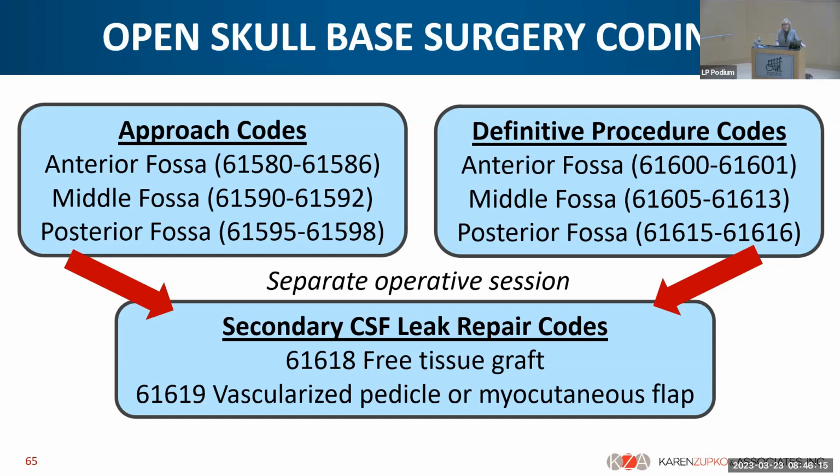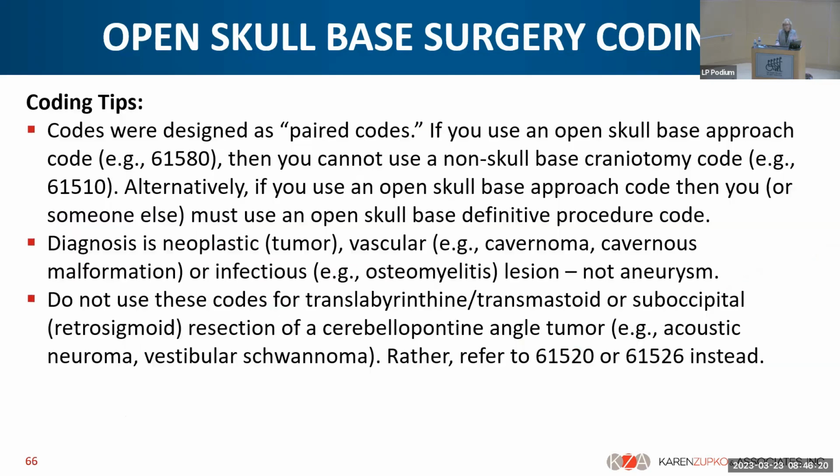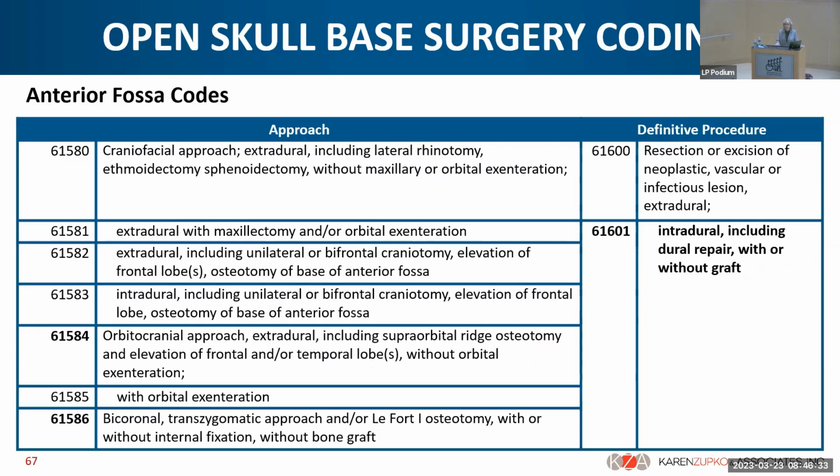Okay, so these are the codes: anterior, middle, and posterior fossa. Now, these are paired codes, as I said, and the diagnosis is tumor. It's not vascular abnormality. It is not a CP angle tumor. It's any other type of tumor, okay? These are the anterior codes. And again, the most popular ones I have bolded. And luckily, there's only one resection code.